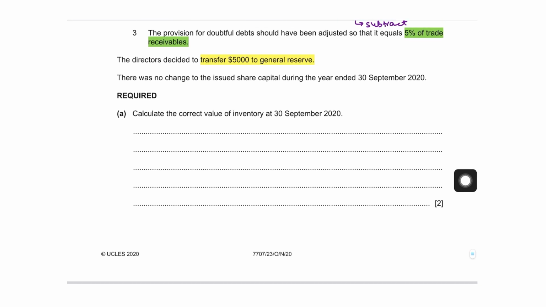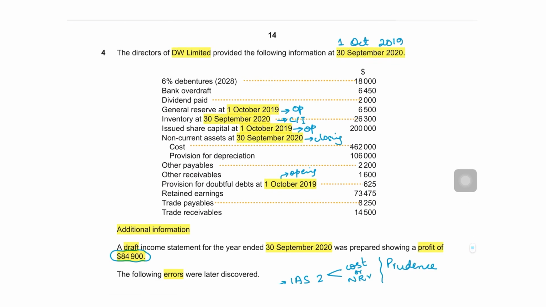Now let's solve part A, which says to calculate the correct value of inventory at 30th September 2020. So we are already given a value of closing inventory, which was in the list of balances, amounting to 26,300, right?